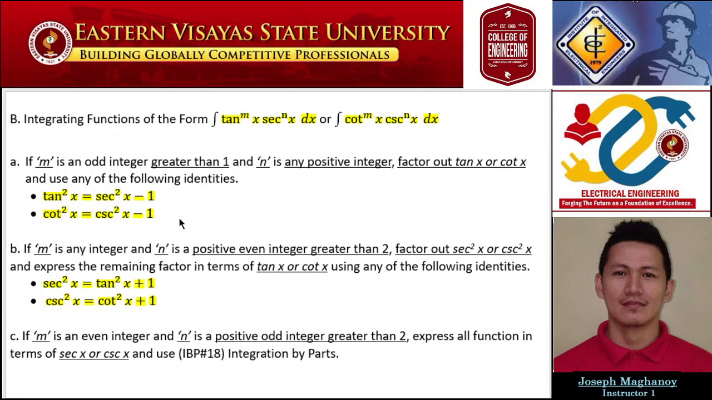For condition C, if m is an even integer or n is a positive odd integer greater than 2, you need to express all of the function in terms of secant or cosecant. After that, you can use your IBP number 18, or integration by parts formula number 18. Also, don't forget, prior to implementing integration by parts, you need to determine the correction factor by applying property number 3.